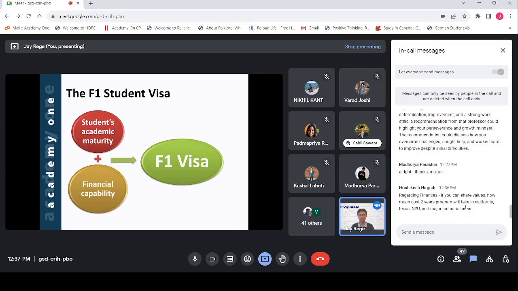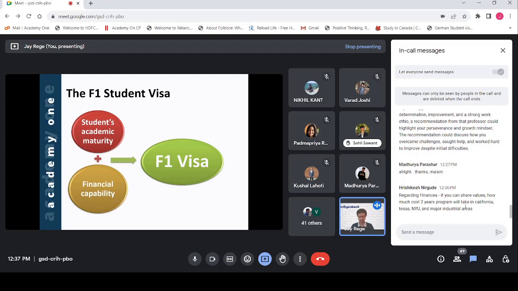California, it again depends. If you are looking at one of the UCs, that is University of California, the approximate tuition for the complete program is somewhere around $55,000. And the living cost in California, for a 2 year program, you should be budgeting for at least $25,000 additional cost. So basically you're still looking at a $75,000 to $80,000 cost, which would come to around 65 to 70 lakhs.